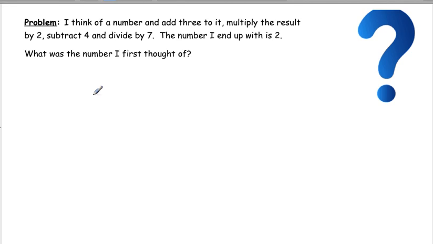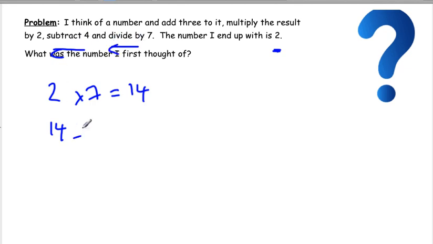So because we're working backwards, we're actually going to start with the answer. The answer was 2. Okay, so let's have a 2. And we're going to work our way backwards through these operations in reverse. So we're going to start with the opposite of dividing by 7, which is times by 7, and we get 14.